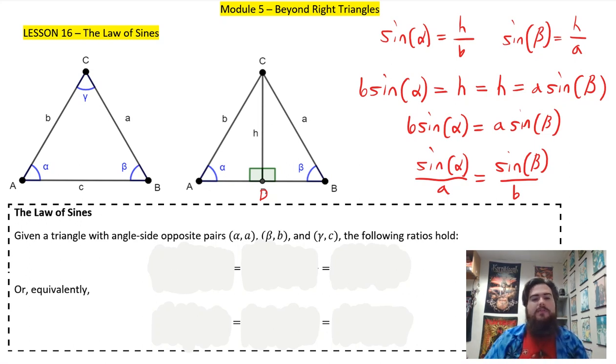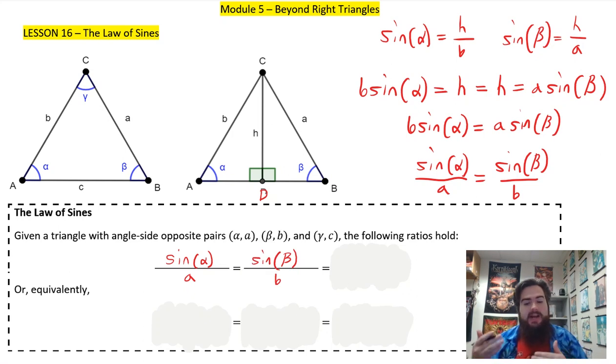We have for the law of sines then, that given a triangle with angle side opposite pairs of alpha A, beta B, and gamma C, the following ratios hold. We have sine of alpha over A is equal to sine of beta over B, which is what we just showed above. And, as I said, you can do this as well with C and gamma with a different height and show that these would also equal sine of gamma over C.